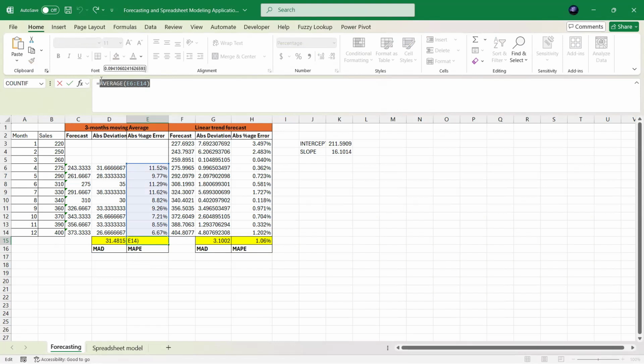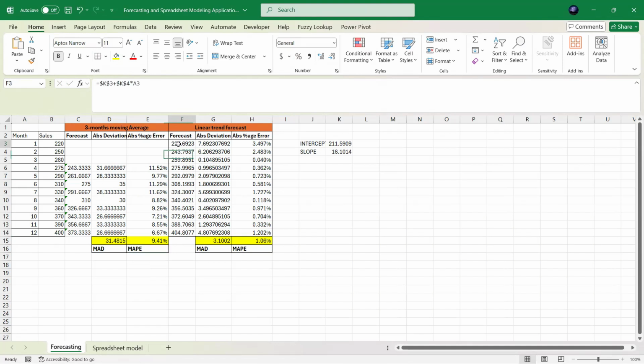So now for the linear trend forecast. For the linear trend forecast, I applied a regression-based approach to estimate future sales based on time. The forecast values were calculated using the formula forecast is the same as intercept plus slope times month. Based on the regression output, the intercept was 211.5909, and the slope was 16.1014.